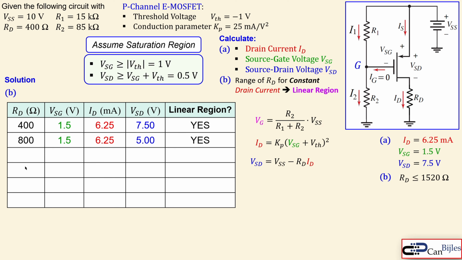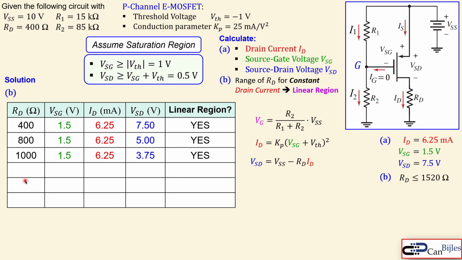But continuing with our resistor, make it now 1000. You see it is now 3.75. So it is now lower. Still the current is the same because it is above the value of 0.5 for our saturation region. The source gate voltage is still 1.5. That doesn't change. So that is still the same.